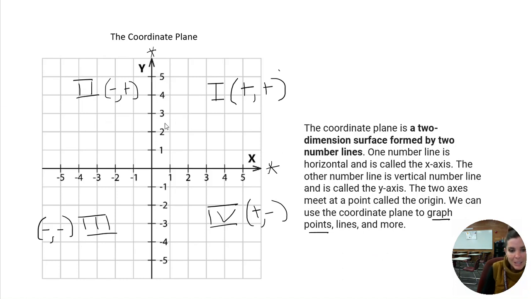Okay, so I'm just going to plot some points, 1 point in each of these quadrants, and we're going to work on listing the location for that point, listing its ordered pair.